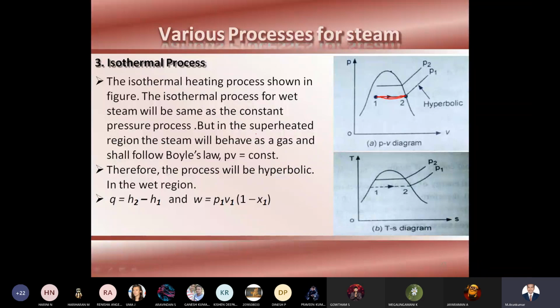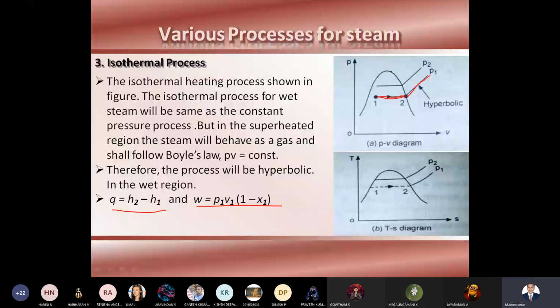isobaric process, but in the superheated region the steam will behave as a gas, right? So after this superheated region the steam will behave as a gas, so we can have PV equal to constant, so we can get the increased pressure, right? So we can have the equation Q is equal to H2 minus H1, and if there is Q, we can get W as P1 V1 into (1 minus x1), that is your wetness fraction.